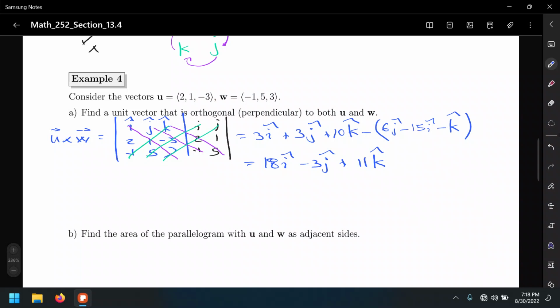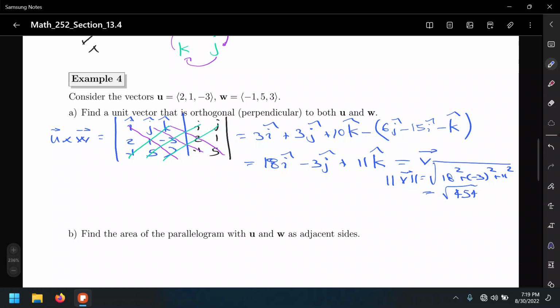So that's the vector. However, they're asking us to find a unit vector. Well, for now let's call this vector v. How do we find a unit vector? Divide by the magnitude. So let's find the magnitude of v. That's the square root of 18 squared plus a negative 3 squared plus 11 squared. And the magnitude of this vector equals the square root of 454.